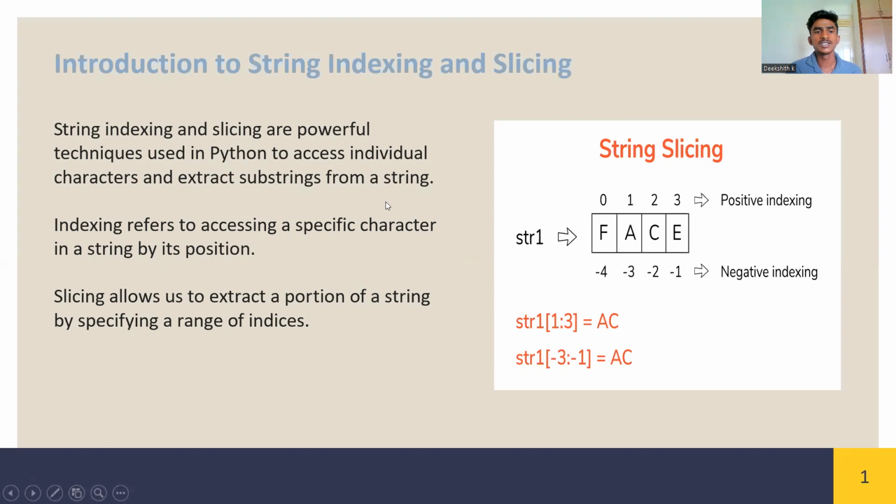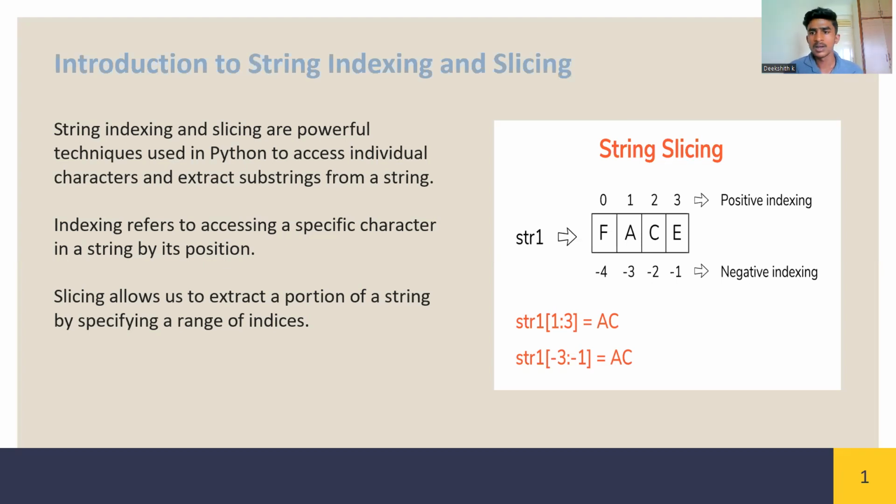String indexing and slicing are powerful techniques used in Python to access individual characters and extract substrings from a string. Indexing refers to accessing a specific character in a string by its position. Slicing allows us to extract a portion of a string by specifying a range of indexes.